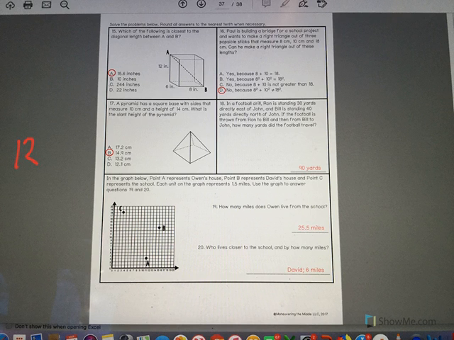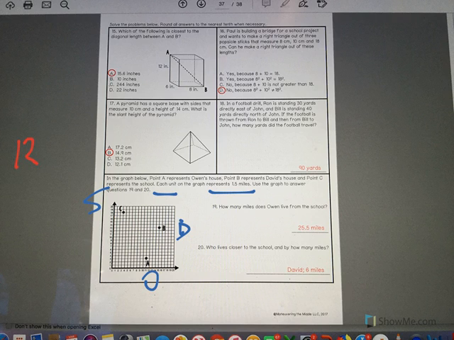Okay, let's take a look at the last one, which is 19 and 20. In the graph below, point A represents Owen's house, point B represents David's house, and point C represents the school. Each unit on the graph represents 1.5 miles. That's really important to understand. So we're looking at point A, this is Owen. We're looking at point B, that's David, and point C is the school.